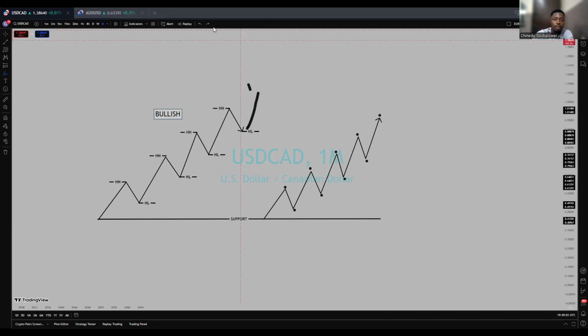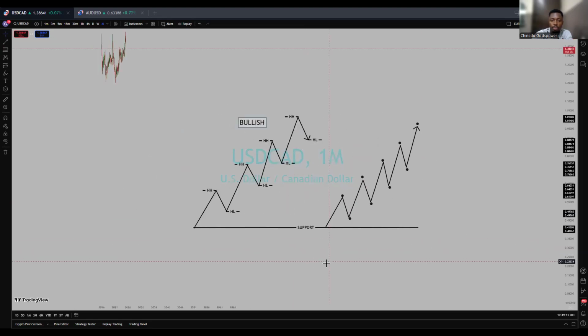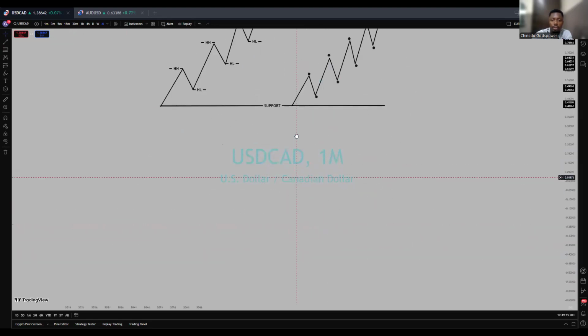So do we understand now what I'm preaching here? Okay, so that's it. That's basically what it looks like. This is a bullish run in a bullish scenario. Now let's go for a bearish scenario.